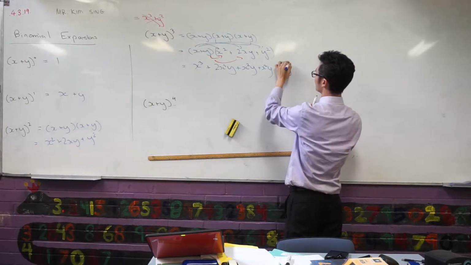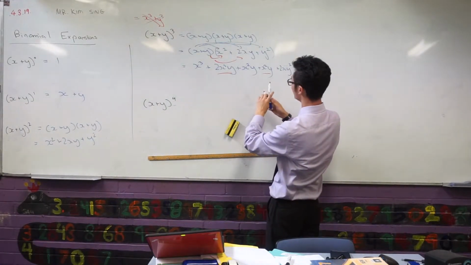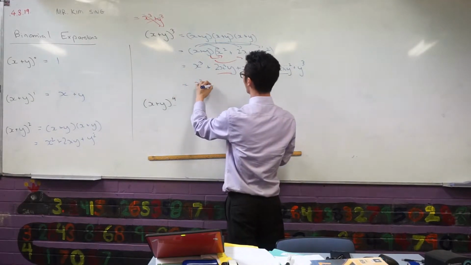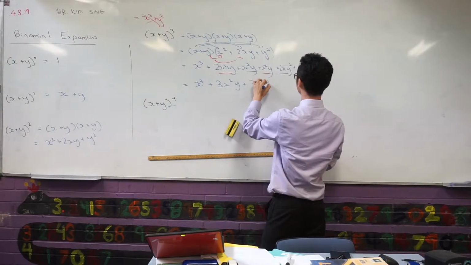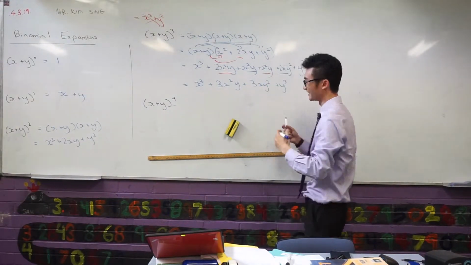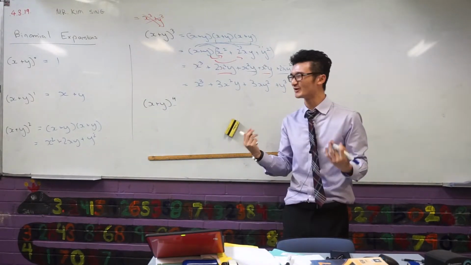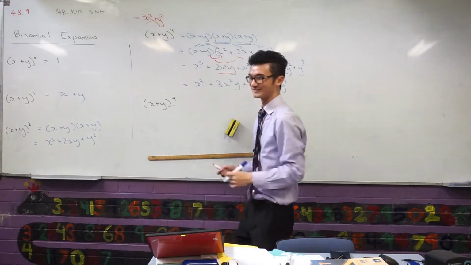Now, what you notice is that there's actually some like terms here. You have these ones, and then you have these ones. So I can group them together. So that's x cubed plus 3x squared y plus 3xy squared plus y cubed. Now, at this point, you're kind of like, hang on, this is just really long and painful. There's got to be a better way to do this, right? What's the new permutation? I'll come back to that. It's a good question.